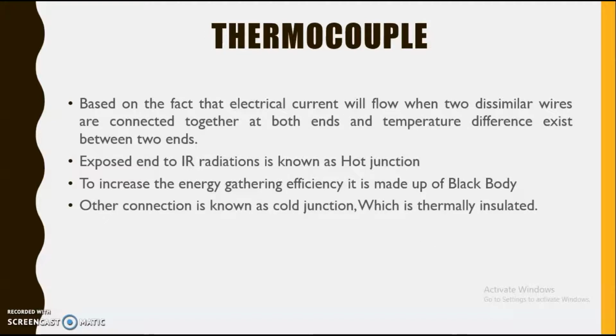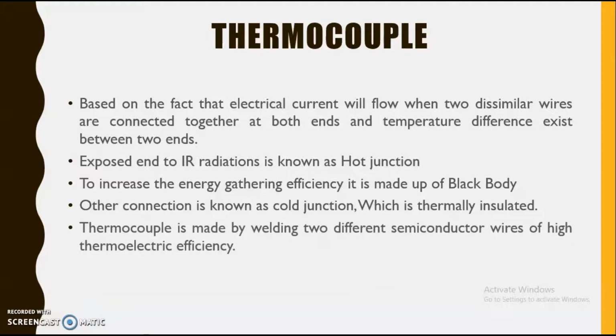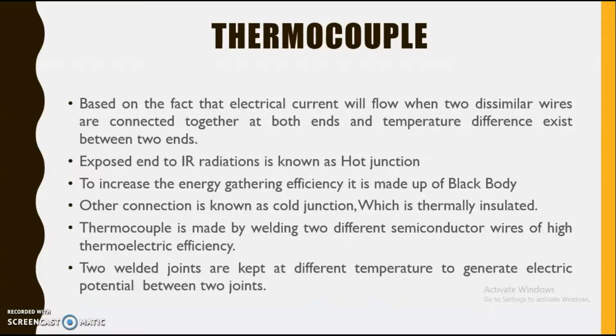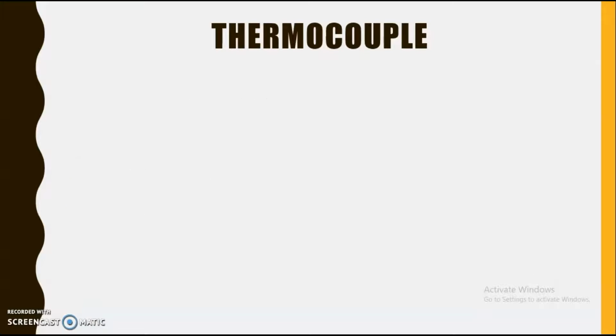Means at one point IR radiation falls, due to which it becomes hot, and the other end is thermally insulated, so it is known as the cold junction. A thermocouple is actually made by welding two different semiconductor wires of high thermoelectric efficiency. I will show a diagram for that also, how they are welded or connected to each other. Then two welded joints are kept at different temperatures to generate the electric potential between the two joints.